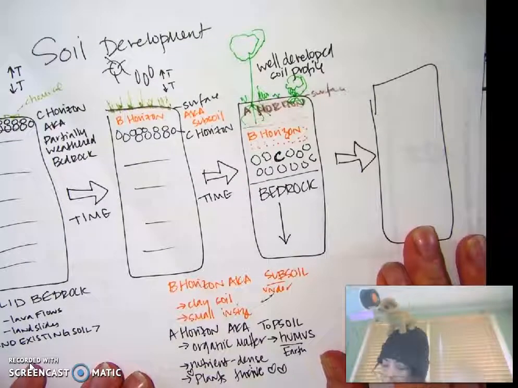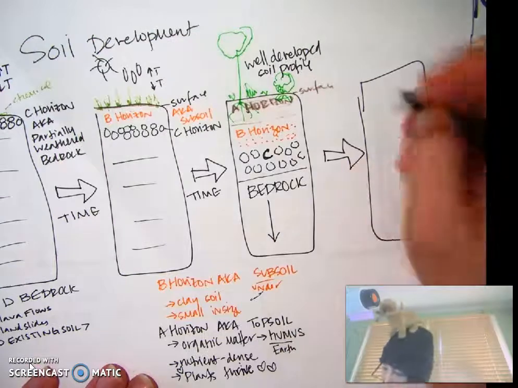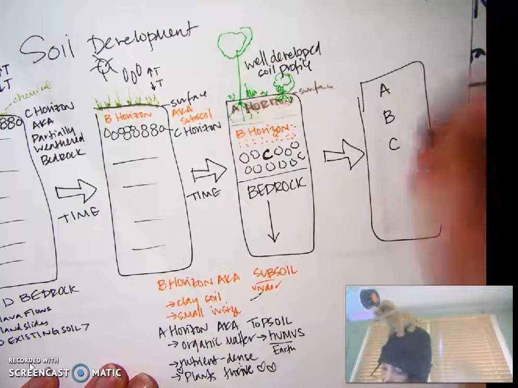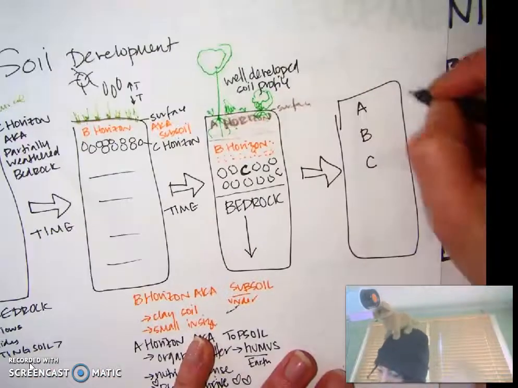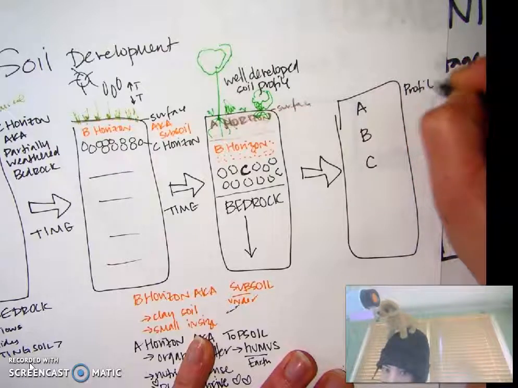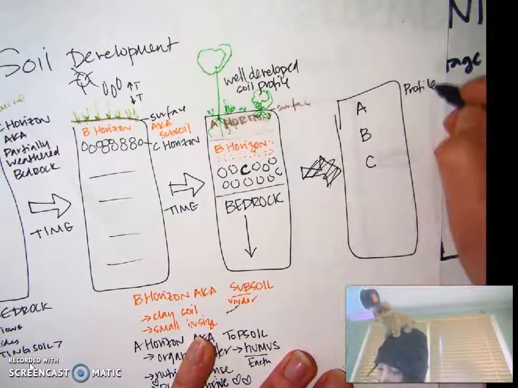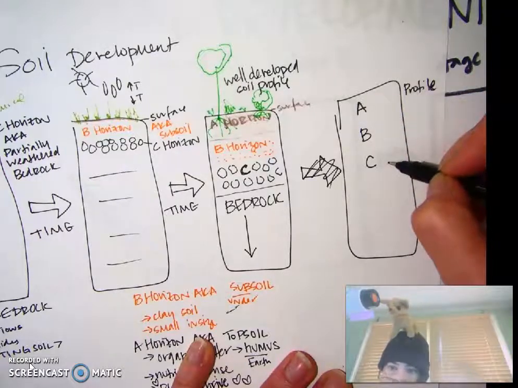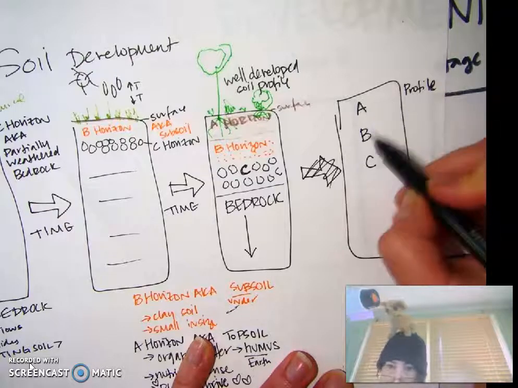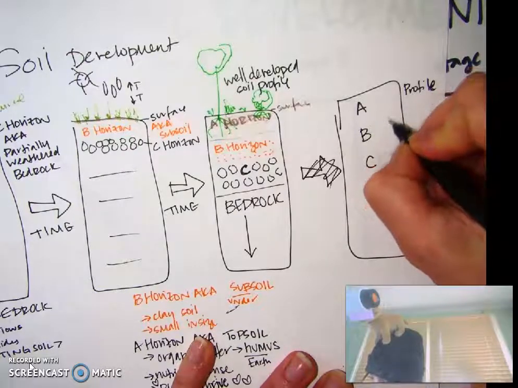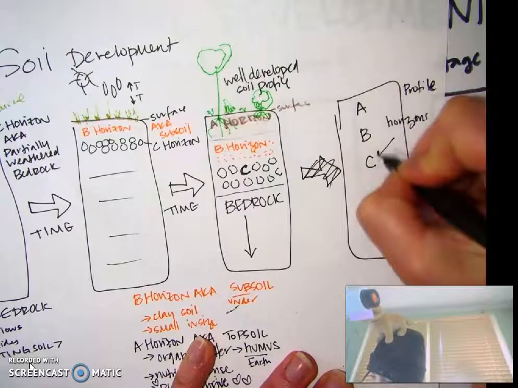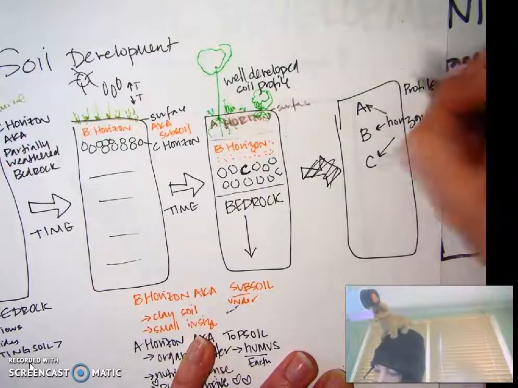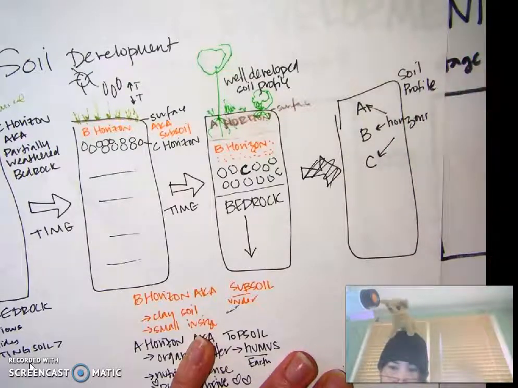Let's see, what else do I want to talk about? So these individual horizons come together to make an entire profile. Just like your profile on social media is a whole bunch of your posts over time, the arrangement of all of these soil horizons, B, A, and C, all together are going to be a soil profile.